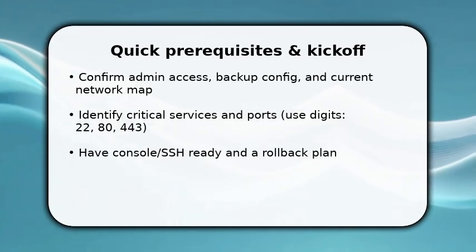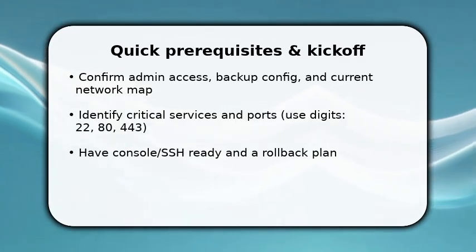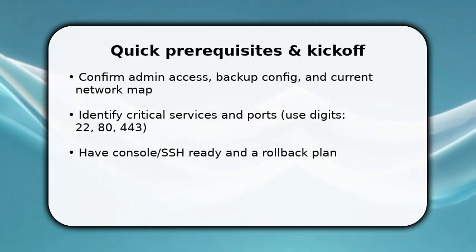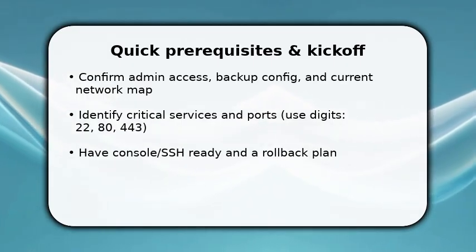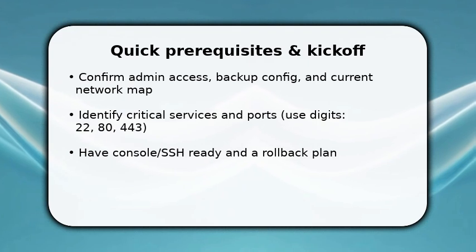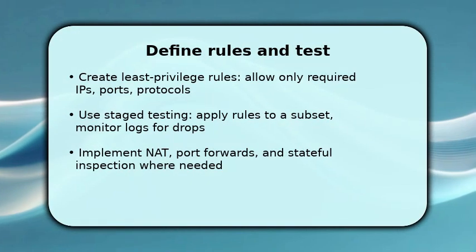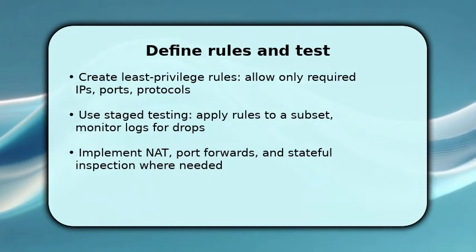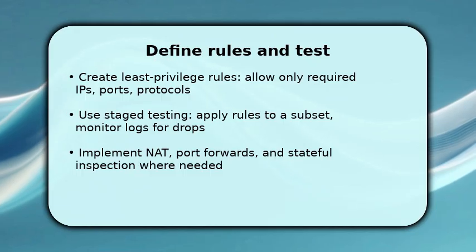Then, enable the firewall in learning or permissive mode so rules can be tested without dropping traffic. This lets you collect real behavior before enforcing stricter policies. You now build precise rules. Allow only necessary IPs, ports, and protocols to reduce risk.